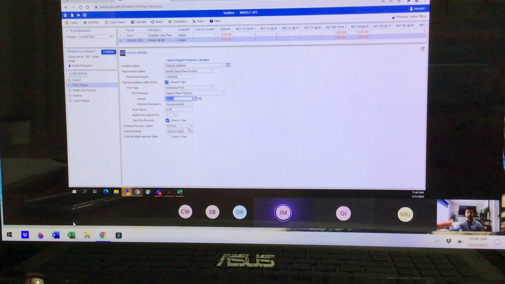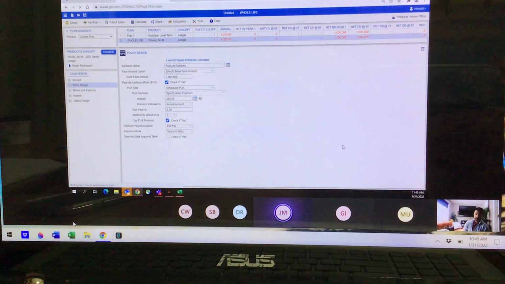Premium payment option, full pay. We'll leave it as full pay. We'll go back in and change it to some of the other options, but we do have premium offset or scheduled pay. Premium offset is if we don't want to pay premium out of pocket and we want it paid out of contract values. And we'll leave this as GOM now.